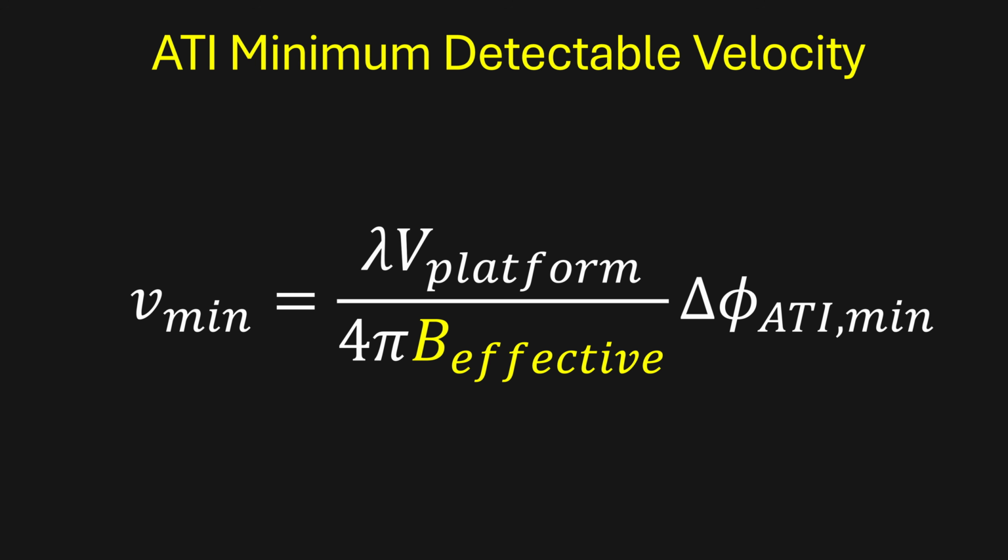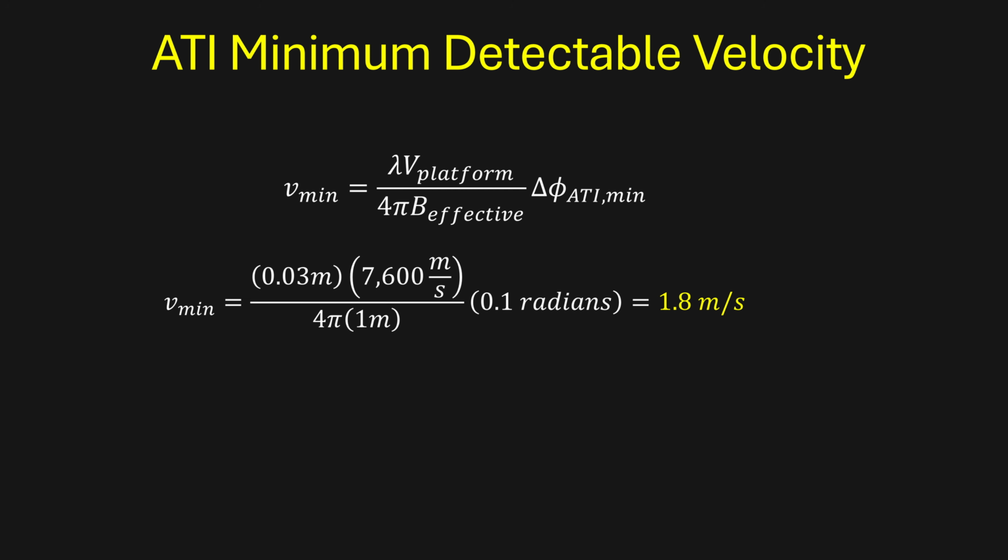If your target is moving too slow, the phase shift is so small that it blends in with the small phase shifts from noise and from the clutter that is not moving. The minimum detectable velocity follows this general formula, which relies on the effective baseline. With a 1 meter baseline and some basic assumptions, this equates to around 2 meters per second. So a very small baseline antenna design would not detect soldiers walking around on the ground, for example.